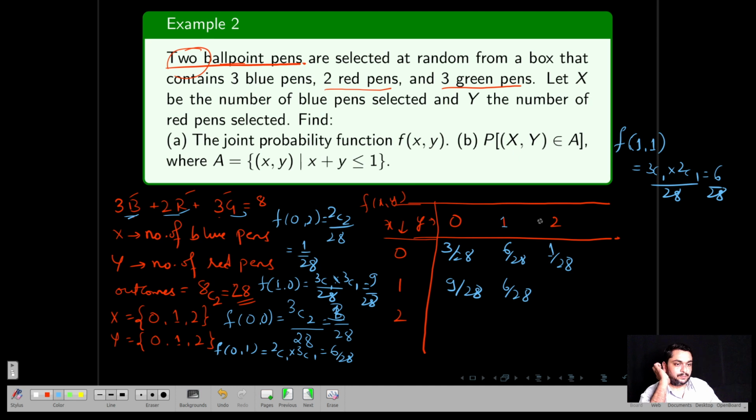Now 1 plus 2, this is not possible, right? 0. So it becomes 3. Then 2, 0. Is it possible? Yes. What is that saying? F of 2, comma 0.